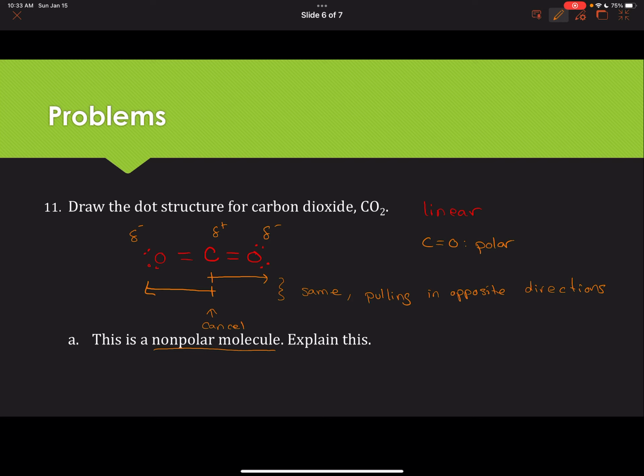We could also look at this in terms of symmetry. My center atom, it's linear, so there's only two sides. One side's oxygen, the other side's oxygen. Both sides of that geometry are the same. So if it's symmetrical, the electrons get pulled across all sides of the molecule, it becomes nonpolar.